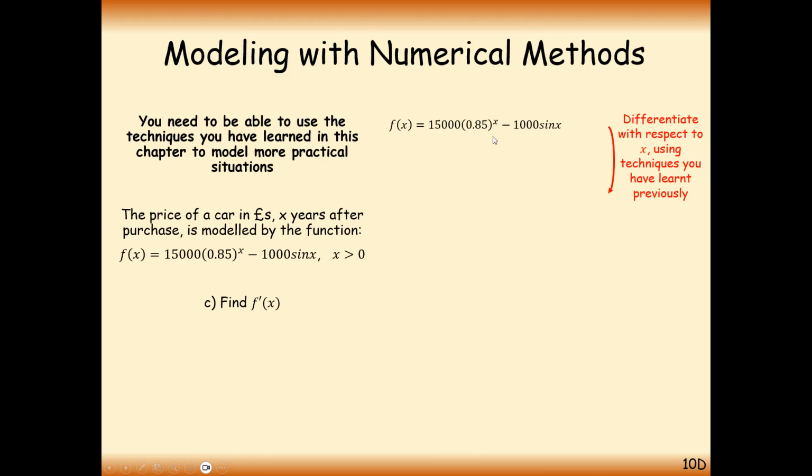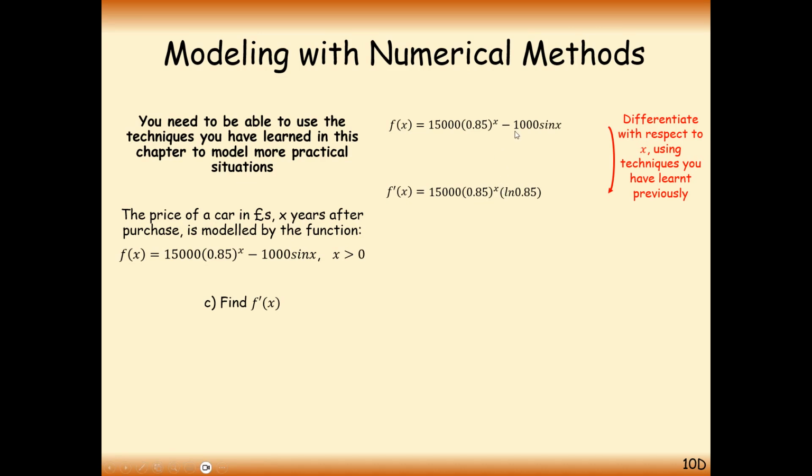If we think back to what we learned in a previous chapter, namely chapter 9 when we learned differentiation, where we have exponential functions, we will have a logarithm in the answer. We will have to multiply 15,000 by the log of 0.85 and repeat 0.85 raised to the power of x in our answer for the derivative of the first term.